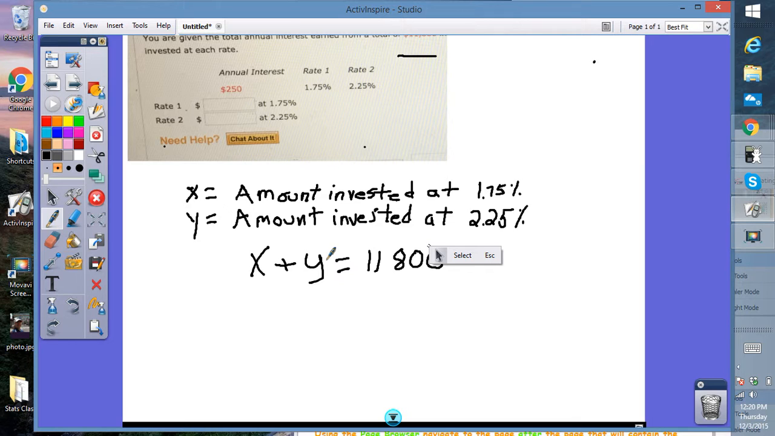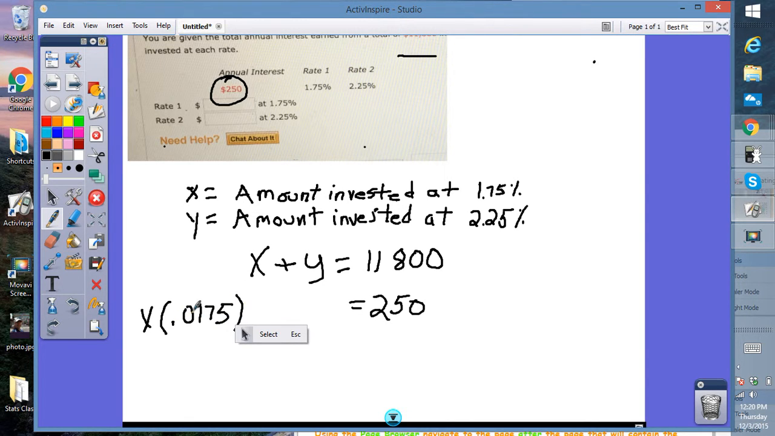So what piece of information haven't we used? We haven't used the interest rates. We haven't used the fact that they earned $250. We know there was an amount invested, and if you multiply that amount by the percentage rate, remember you're using percentages, so you change it to a decimal, sliding it over to the left, 0.0175. That's the amount of the $250.